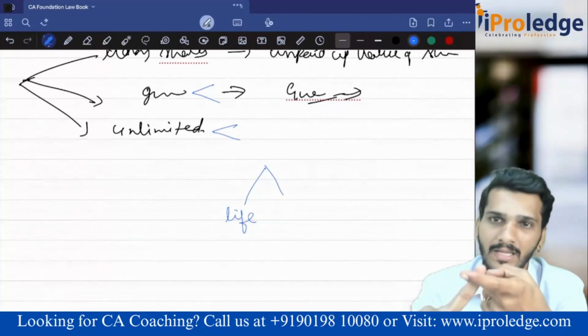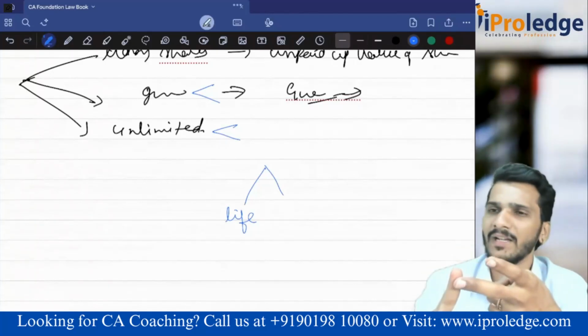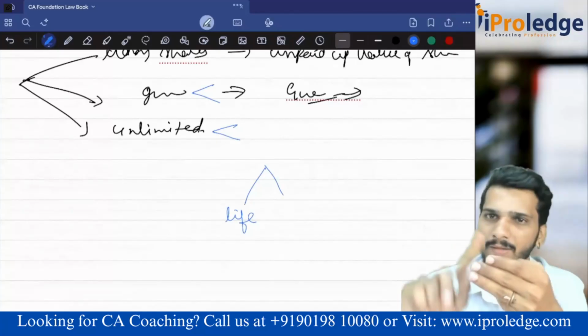What did we discuss? Artificial legal person and separate legal entity. Then limited liability. Liability is limited based on the type of company.